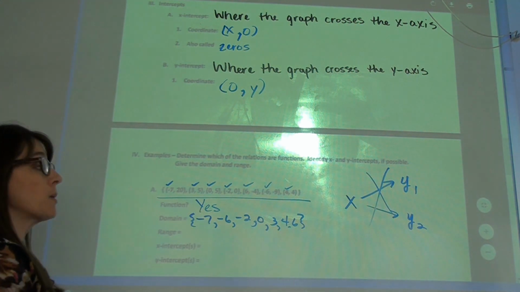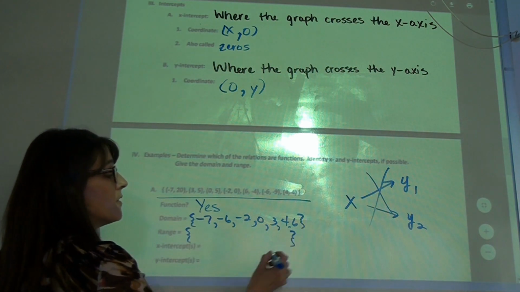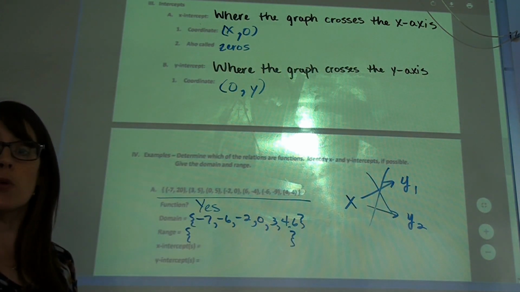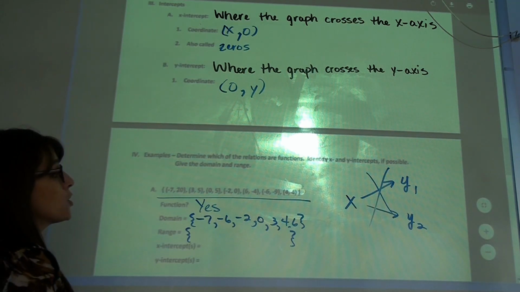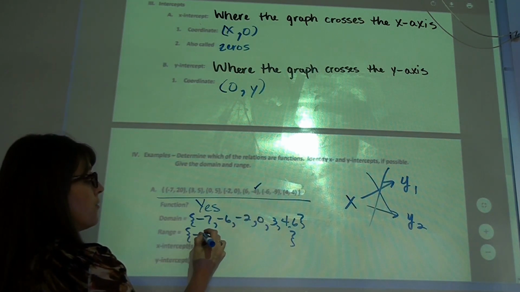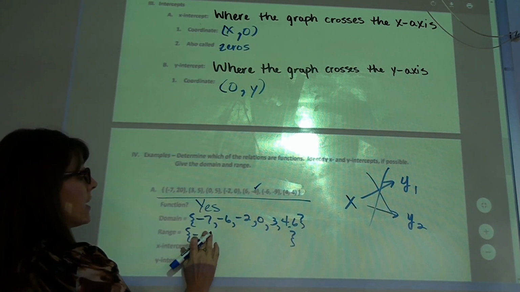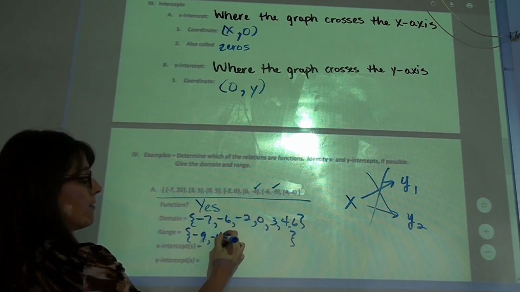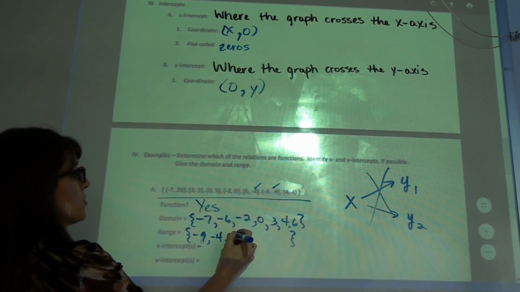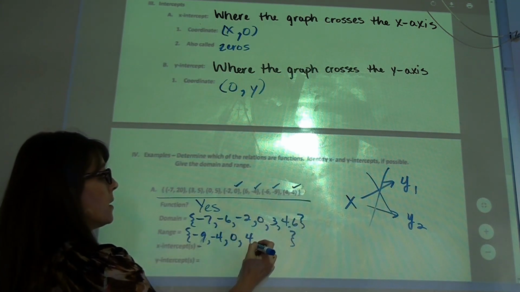My range is going to be all the y values. So I'm going to do the very same thing here. This is going to be a set of numbers, and I'm going to list all the y coordinates, starting from the smallest and going up to the highest. So the smallest y value that I see is a -9, my apologies, there's one smaller than that. Then the -4. Then I'm going to go to a 0, and then I'm going to go to a 4, and then I'm going to go to a 5.